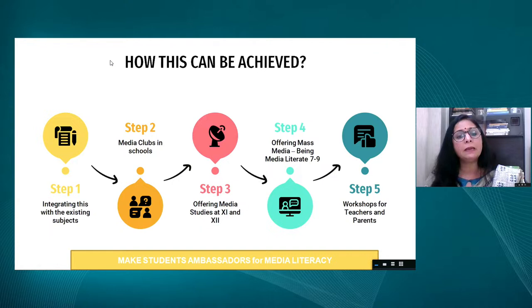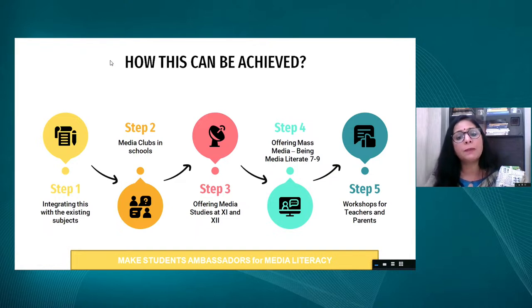Step two should be media clubs in school. You can start media clubs. We have done this in the past. When I was working with NCERT, we established around 100 media clubs across the schools. So that's another way of doing it.